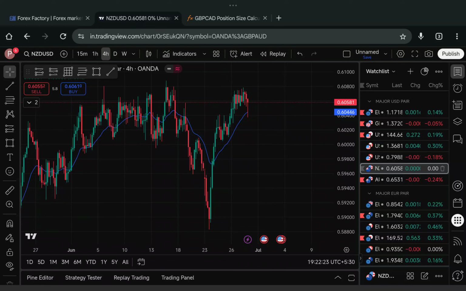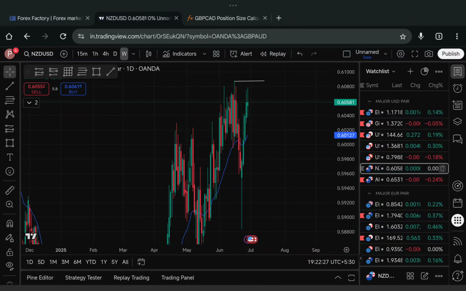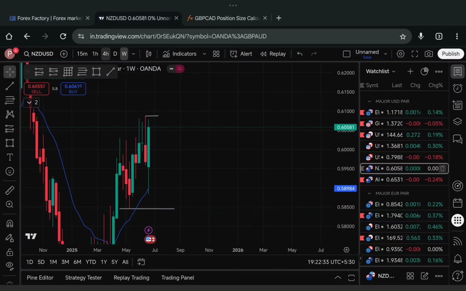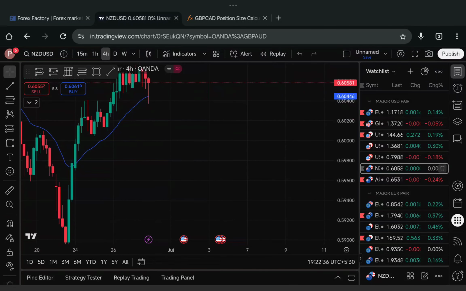Now again with NZD USD, at the weekly time frame, I am waiting for the price to touch this previous week's high, so I can trade there.